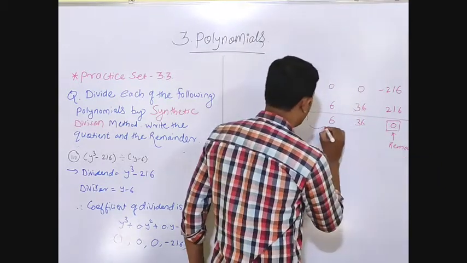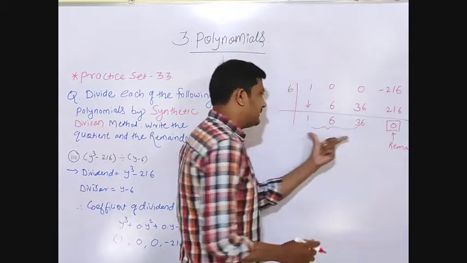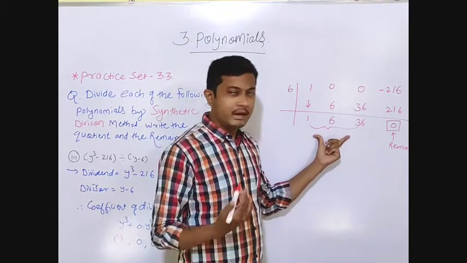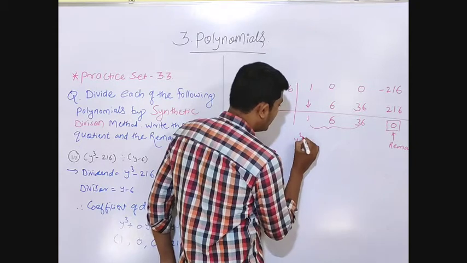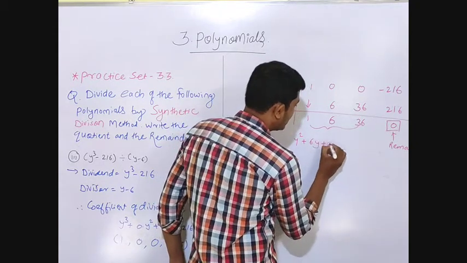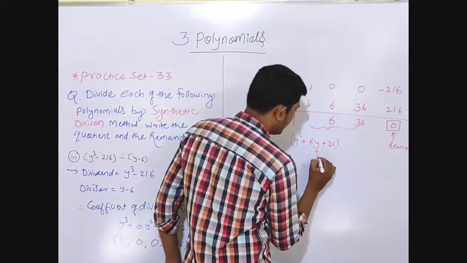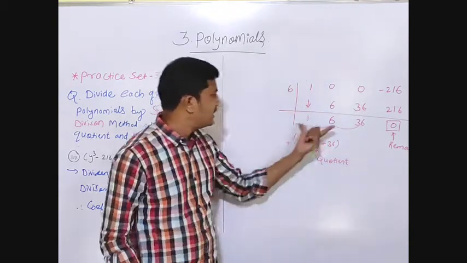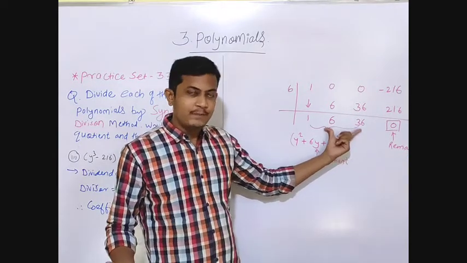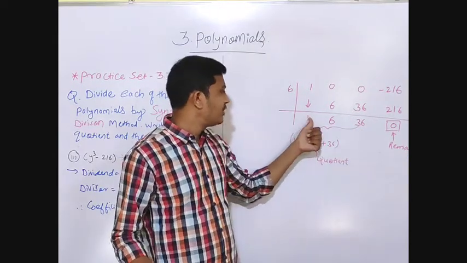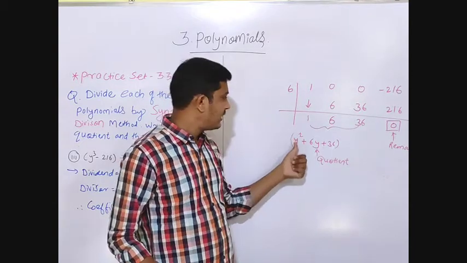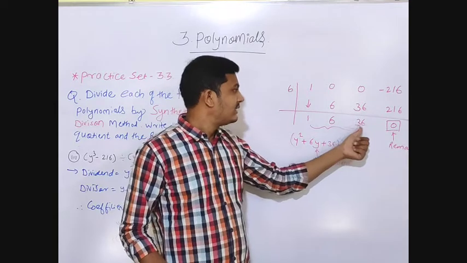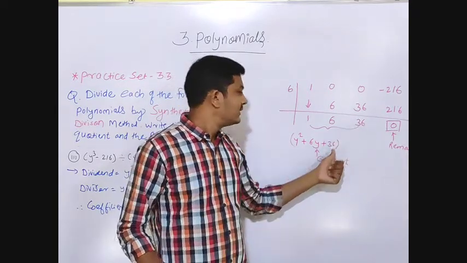And the quotient has 3 terms. If we write in standard form, the highest power is 2. That is y square plus 6y plus 36 is the quotient. While writing the quotient, the highest degree is 2, so y square. The coefficient of the first term is 1, that is y raised to 2. Then the coefficient is 6, so 6y, and the last is the constant term, 36.